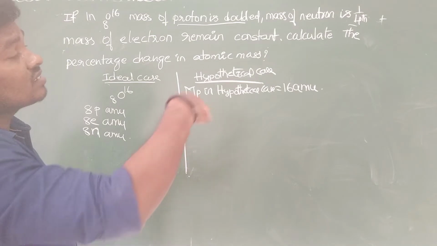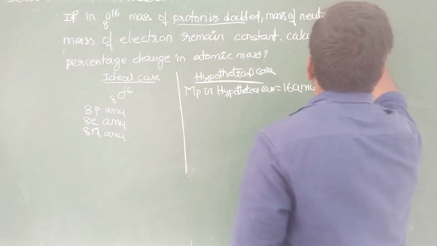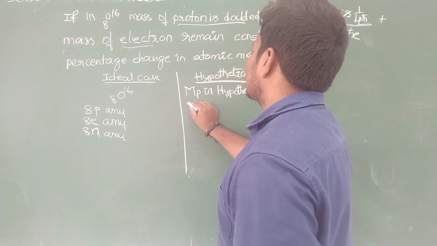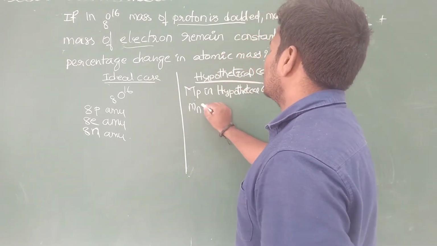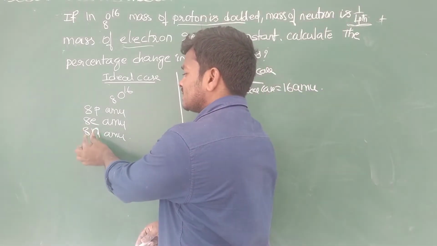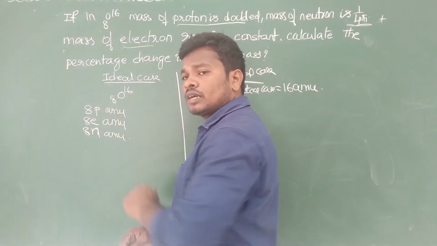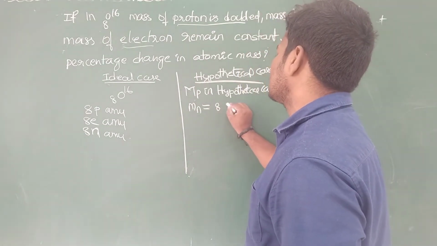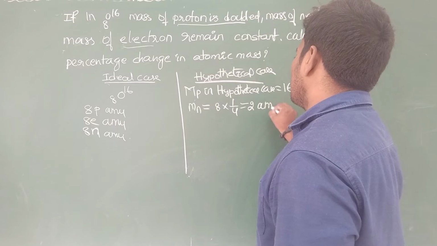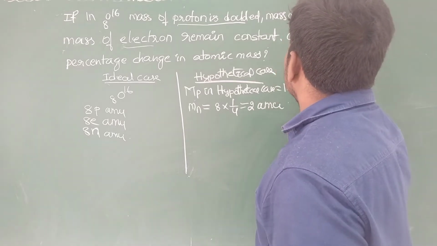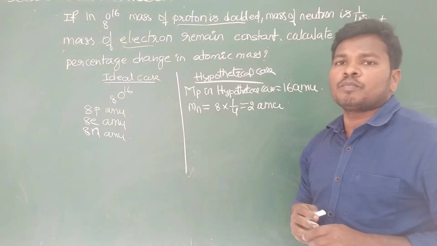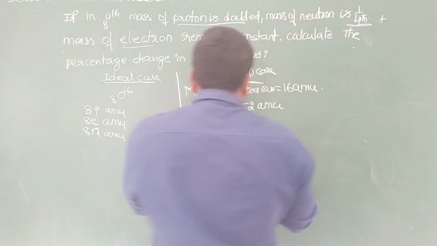Next one, the mass of the neutron is 1 by 4th the mass of the electron. So in the hypothetical case, what is the mass of the neutron? Before, it is 1 by 4th of the electron, in the sense 8 into 1 by 4, we will get 2 AMU. Mass is 2 AMU. So calculate the percentage change in the atomic mass after the hypothetical case.